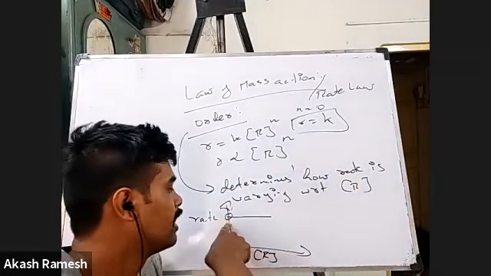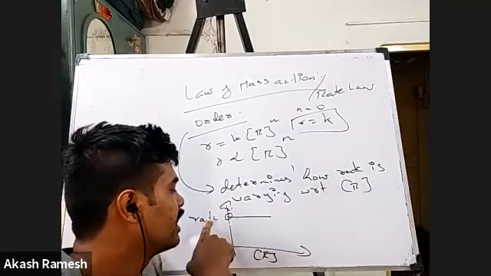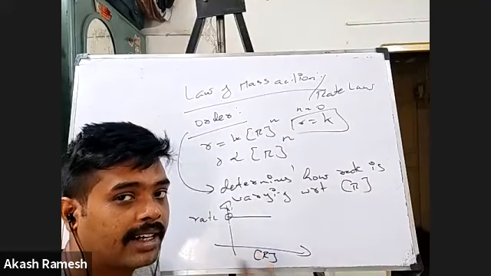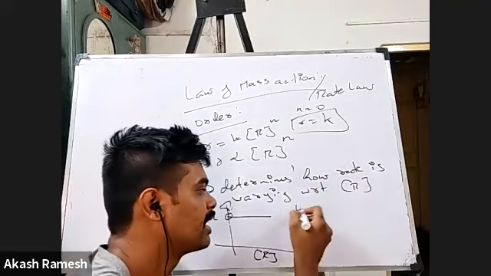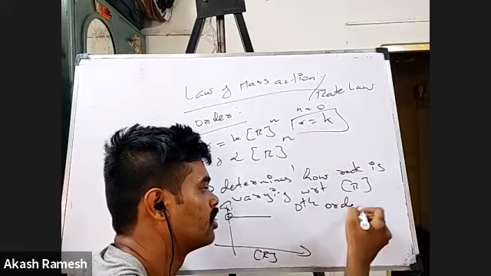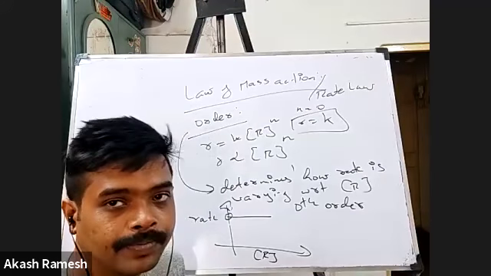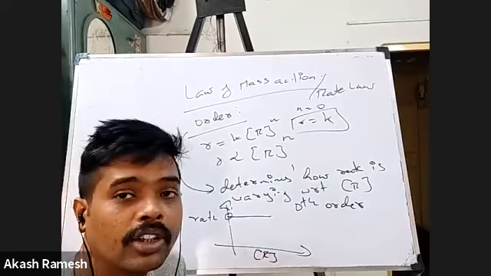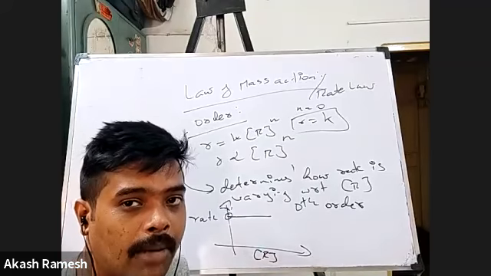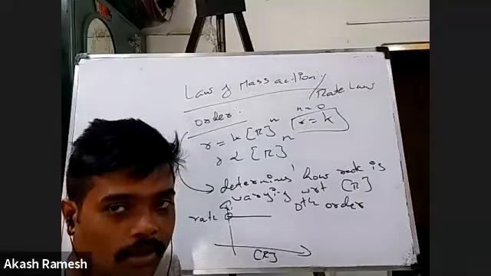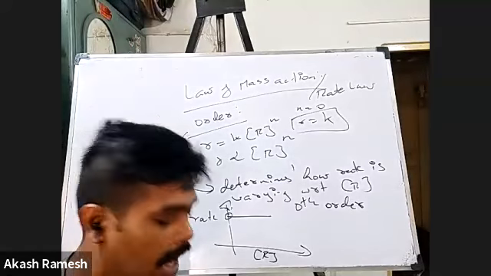So obviously, if you get a graph like this, indicating that the rate is not changing with respect to the concentration of the reactant, I will be able to easily tell that this is going to be a 0th order reaction, or say the order of the reaction is 0. Okay, understood.